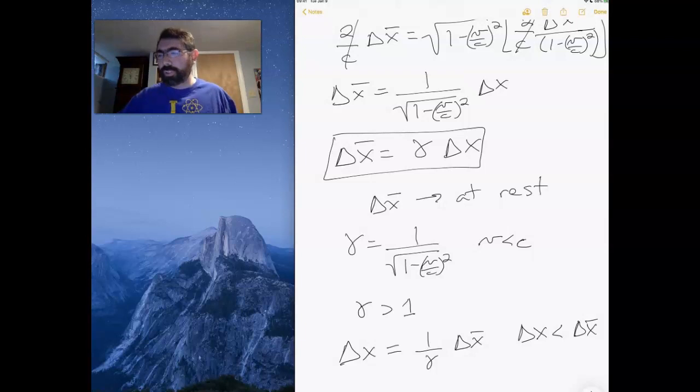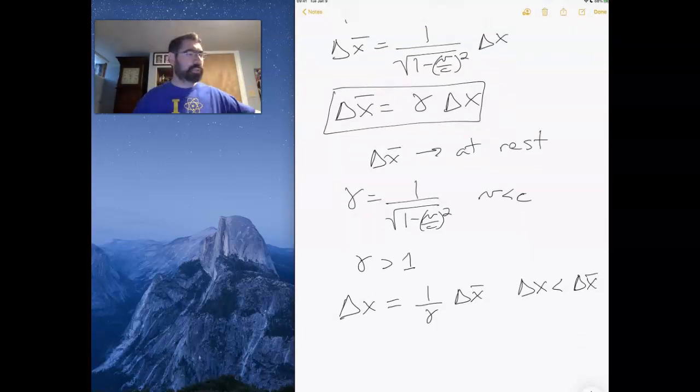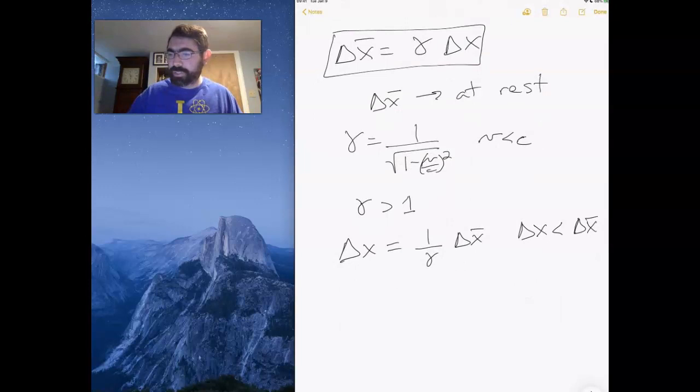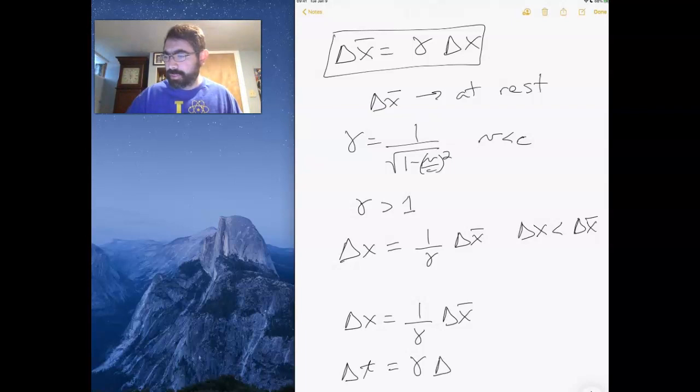Okay, so what we're left with are these two equations, one for length contraction and one for time dilation. So time stretches and lengths are contracted. I'll stop here and we'll continue the discussion of this in the next video.